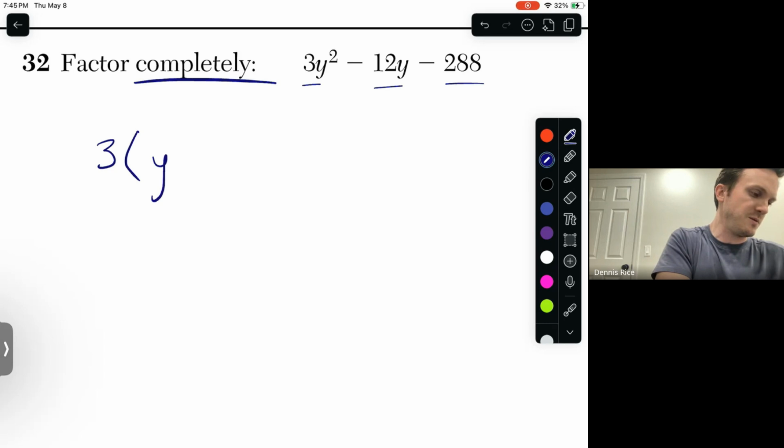Some of you guys were doing some weird solving moves. You don't have to solve anything with this. And what's 288 divided by 3? 96, I think.